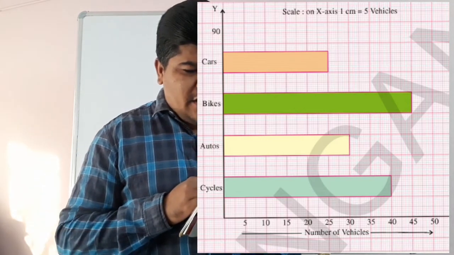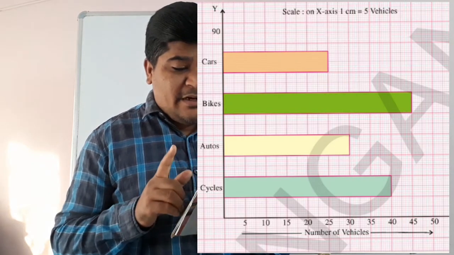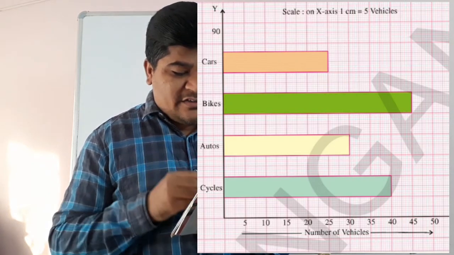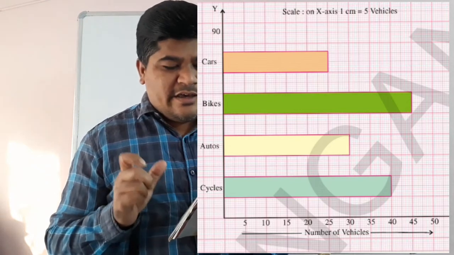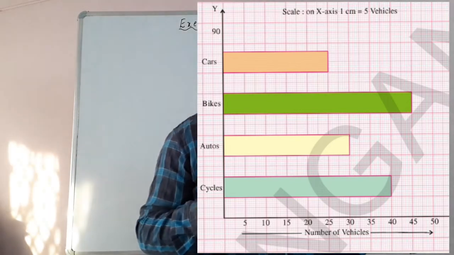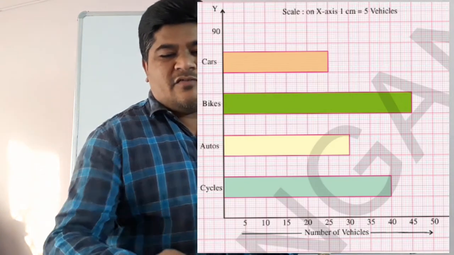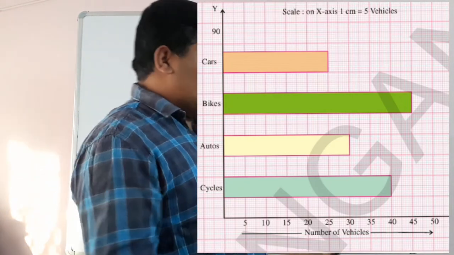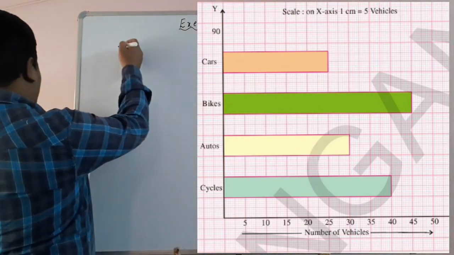Also, children, here they gave on the x-axis 1 centimeter is equal to 5 vehicles. That means the scale on the x-axis is 1 centimeter equal to 5 vehicles. And children, this is a horizontal bar graph. Now let's see how to draw the frequency distribution table for this problem.